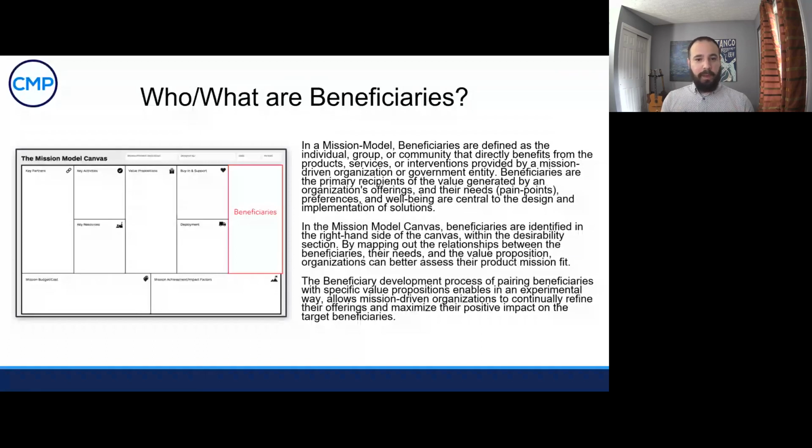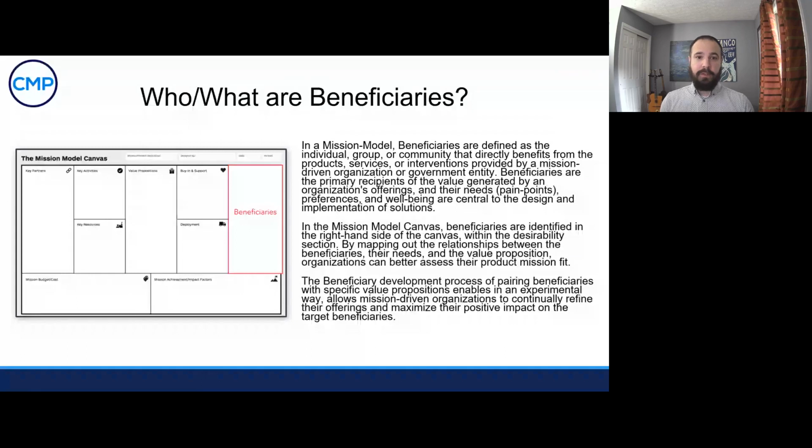Again, there's a couple of eye charts in here, and I know that I encourage, in terms of telling the story, not to use charts like this with any level of frequency, but from a definitional perspective, it's really, really important that you understand what a beneficiary really is. Because if you don't get this piece right, you're not going to get anything else right with the rest of your mission model canvas. You've got to nail down beneficiaries.